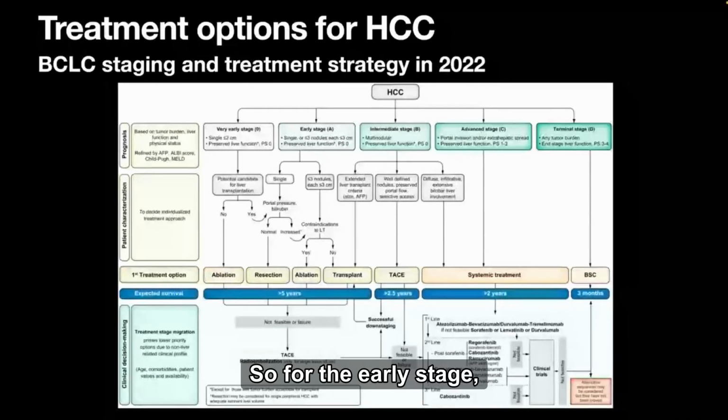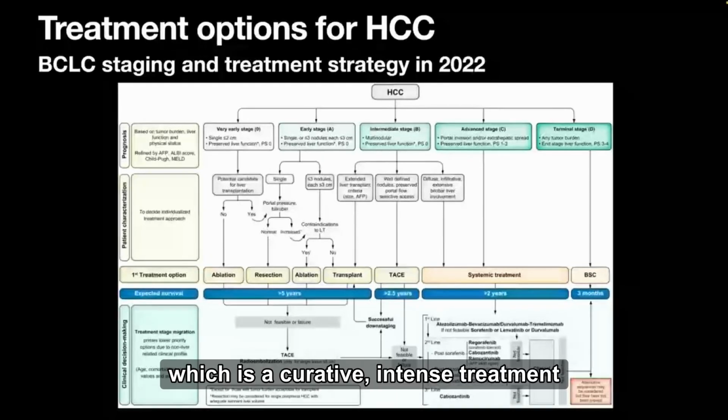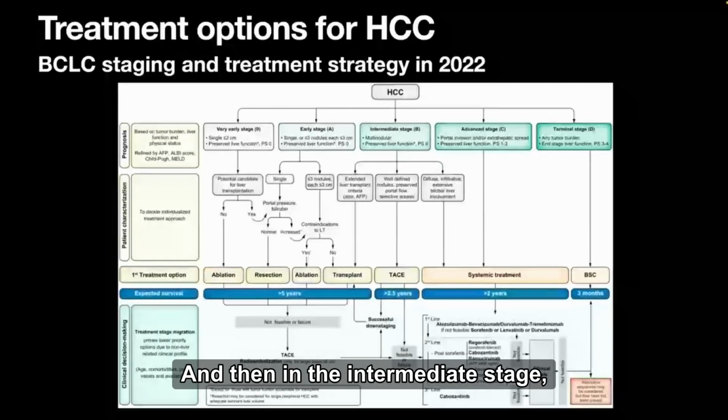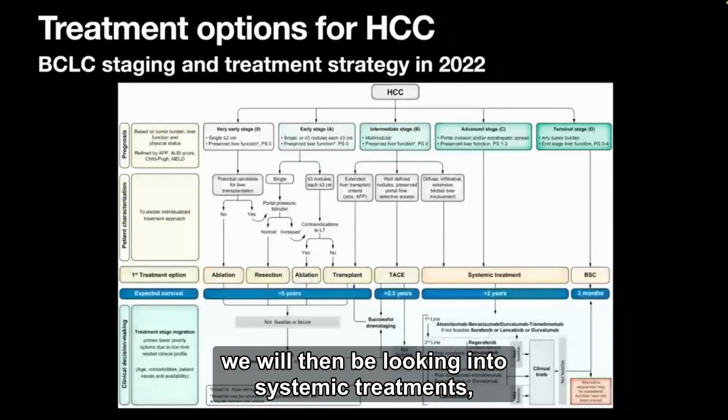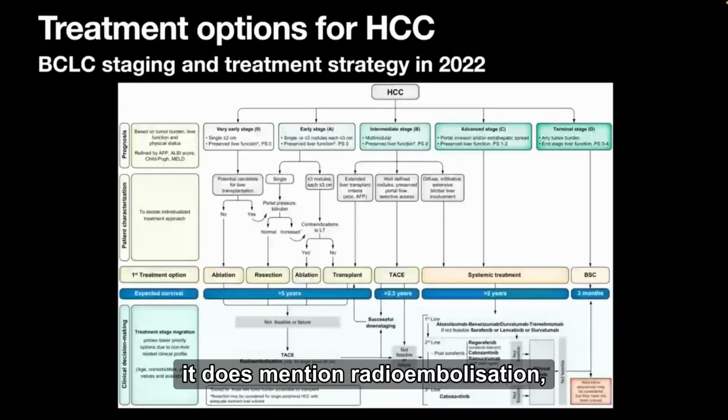For the early stage, we would be talking about ablation, which is a curative intent treatment, or surgical resection. In the intermediate stage, the patient will be referred for transplant, or could have TACE, which is chemoembolization. And in the more advanced stage, we will be looking into systemic treatments, chemotherapy or immunotherapy. What is additional is in the lower part of the table, which does mention radioembolization, which I will talk to you about in more detail later on.